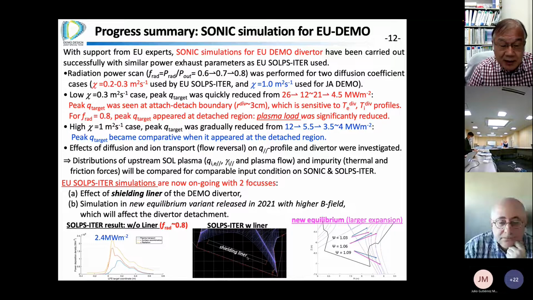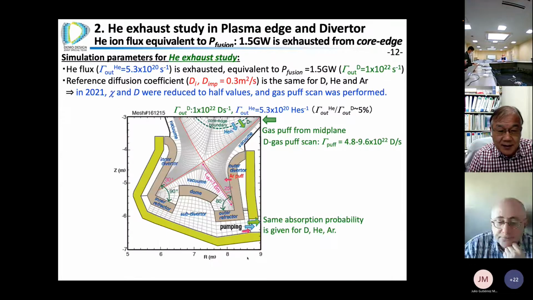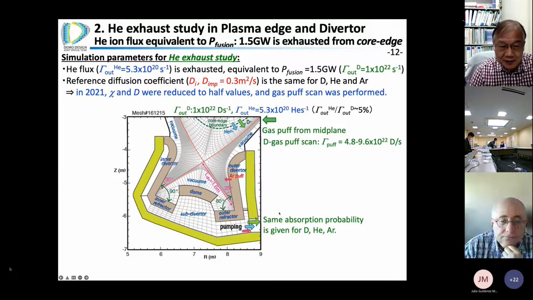How is the time? Do we have time? Yeah, maybe one or two minutes. Okay, so I will quickly go through the helium exhaust result.